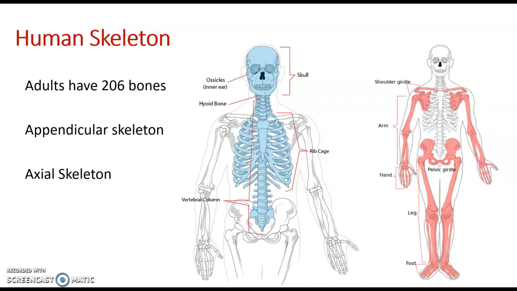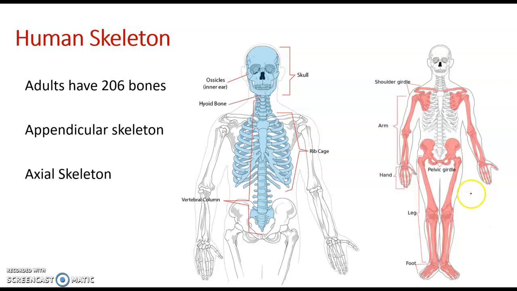So what is the difference between the axial skeleton and the appendicular skeleton? That was one of our questions. And the human skeleton can really be divided into those two parts. So shown in blue here, we have our axial skeleton, which includes the skull, the vertebral column, and the rib cage. And then in red, in the second image, we have our appendicular skeleton, which includes the shoulders, the pelvis, and the limbs or appendages.